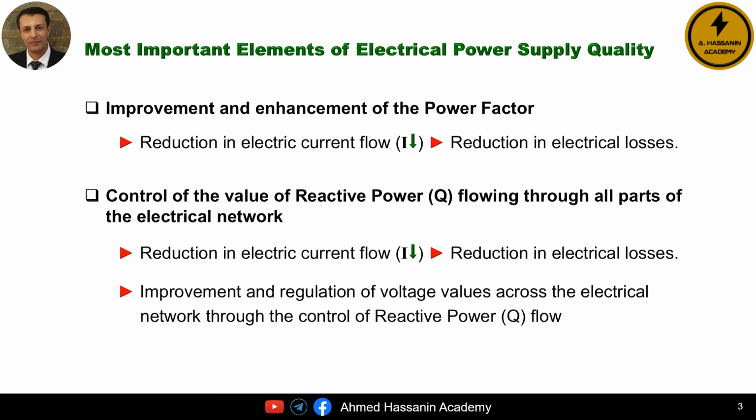The second element of power quality is the control of the reactive power flowing through the electrical network, whether by increasing or decreasing it. This is extremely important for improving voltage levels across the electrical network, and therefore it also leads to a reduction in electrical power losses. We must also understand that the power factor is directly related to the value of the reactive power, and the reactive power is also directly related to the voltage levels in the electrical network.